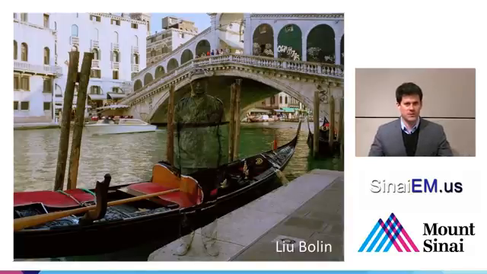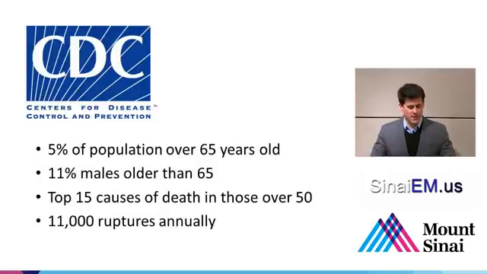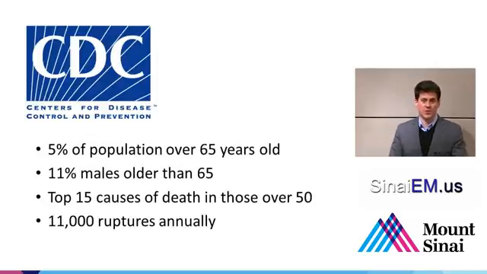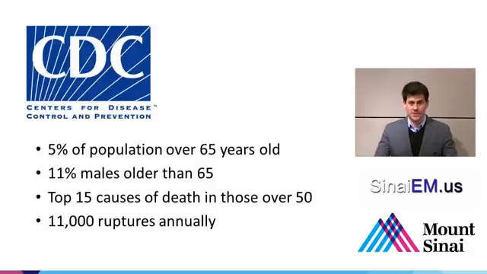How frequent do we see abdominal aneurysms? 5% of the population of patients over 65 has an abdominal aneurysm, and it's double that rate in males, so 11% of males over age 65. It's in the top 15 causes of death for patients over the age of 50, and 11,000 of these rupture annually. The mortality for a ruptured abdominal aneurysm approaches 90%.